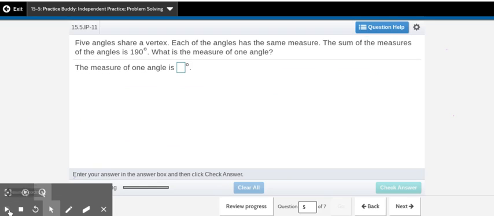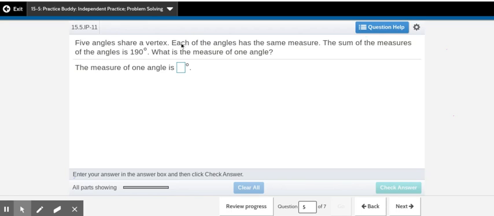We are correct. This question says 5 angles share a vertex. Each of the angles has the same measure. The sum of the measures of the angles is 190 degrees. What is the measure of one angle?